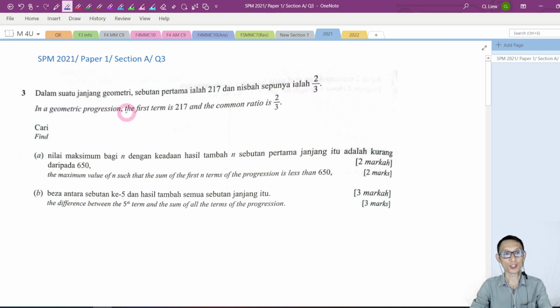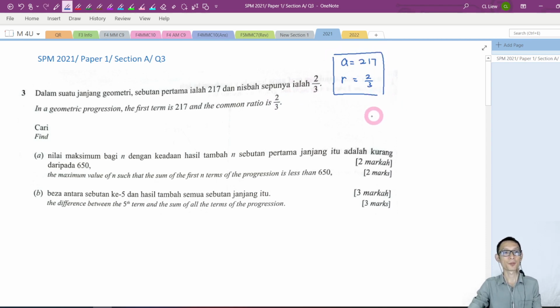In a geometric progression, the first term A is equal to 217 and the common ratio R is equal to 2 over 3. These are the two pieces of information given by the question. Part A. We want to find the maximum value of n such that the sum of the first n terms, Sn, of the progression is less than 650.